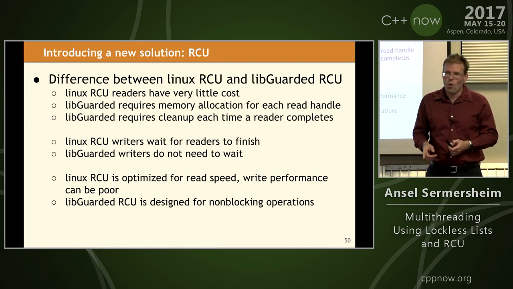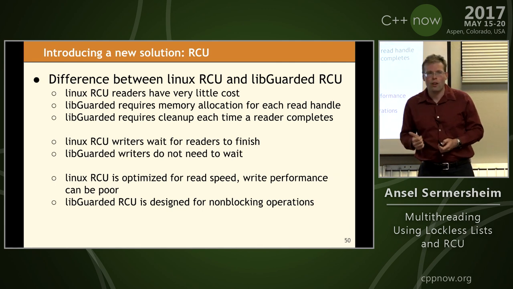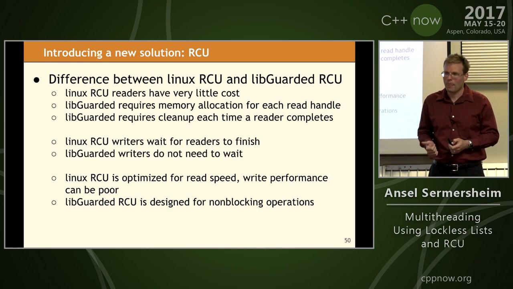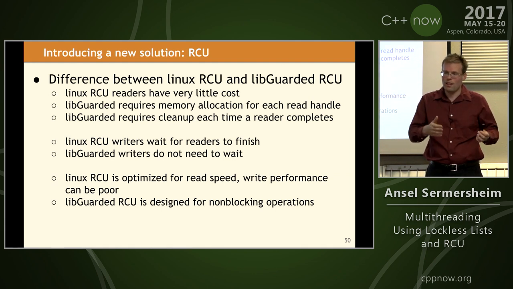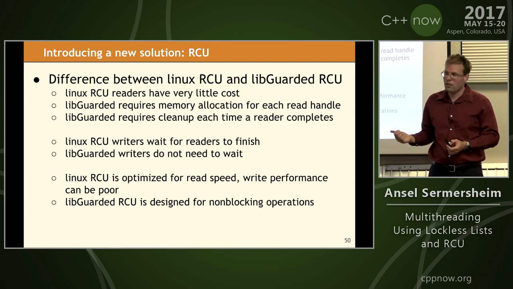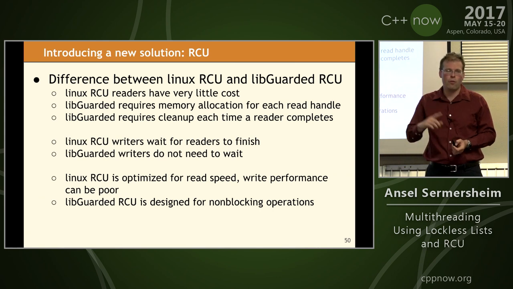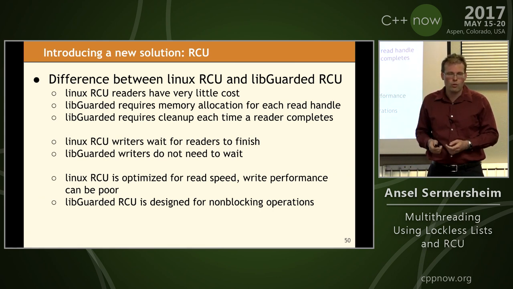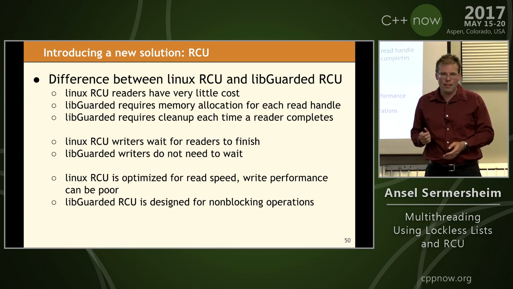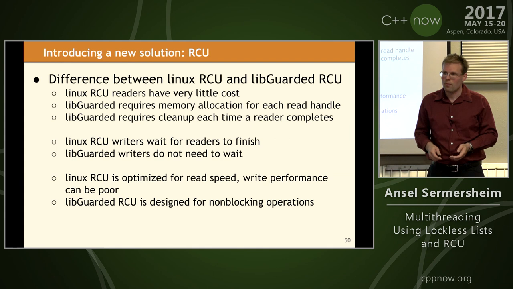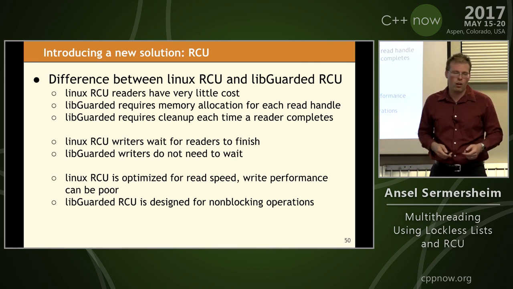On the other hand, we don't have the property in libGuarded that writers have to wait for the newest reader to finish, because the writer is just throwing a note on the zombie list and completing. And we know that the last reader out will turn off the lights, if you will. Linux RCU is really optimized for speed, and the write performance can actually be surprisingly poor because of this behavior of blocking until all threads have gone through a grace period. Whereas libGuarded RCU is really designed for non-blocking. And this is a very important property, because if you have a data structure that is non-blocking for readers, and where readers don't block writers, then you have no deadlocks, regardless of what order you operate on these containers.